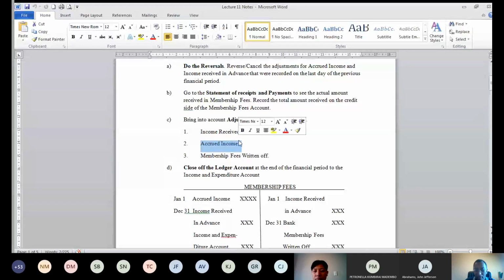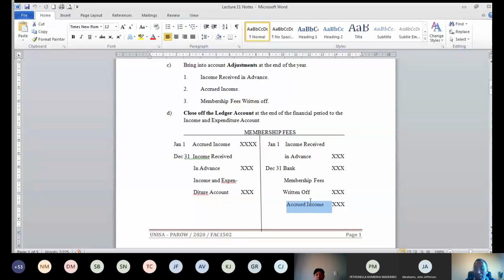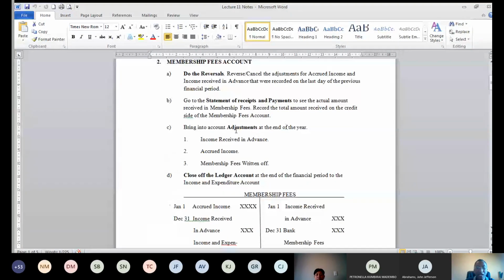Second adjustment, at the end of the financial year, you will get accrued income. Accrued income is an asset. You debit accrued income and you credit the membership fee account here with accrued income. The third adjustment that you can get is membership fees written off. Membership fees written off is an expense. You debit your account membership fees written off or credit losses, and you credit the membership fee account here with membership fees written off. So at the end of the financial year, guys, there are 3 adjustments that you must take into account: income received in advance, accrued income, and membership fees written off.